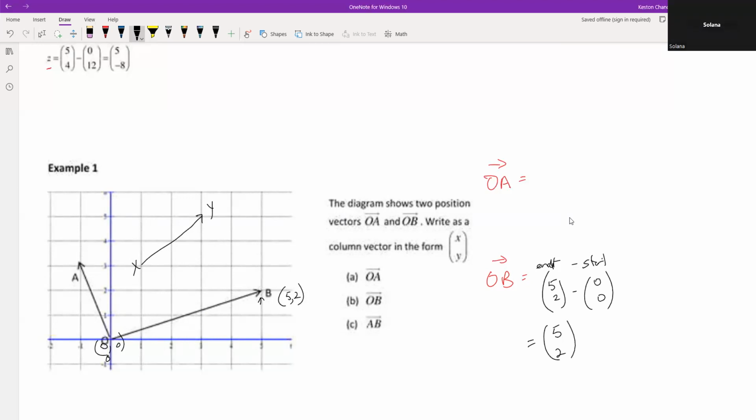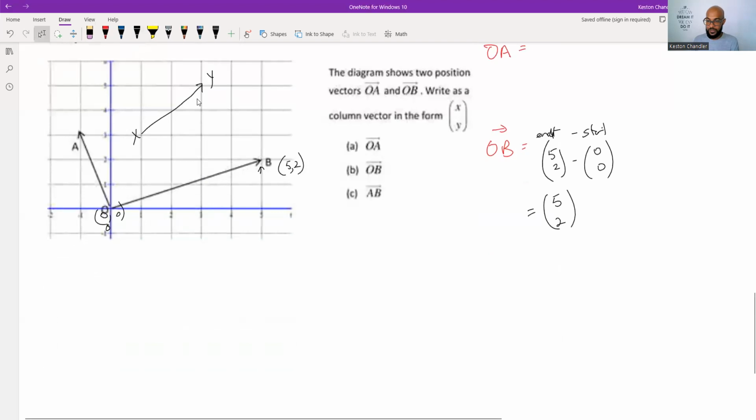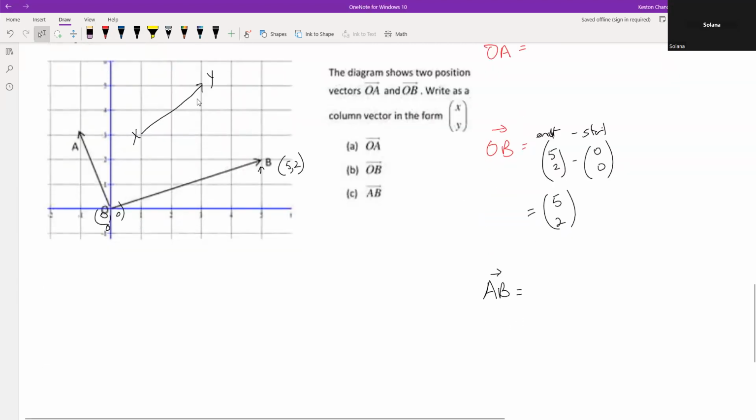Yes, sir. So that's the answer for OB. So find OA for me. And then we're going to do AB. And to do AB, we're going to use one more thing. Where did you get the 2 from? Oh, you see it, right? Yeah, it's in line with this 2 here.